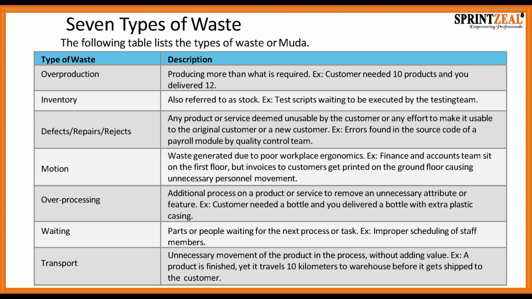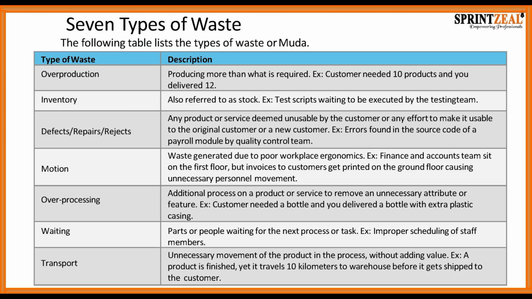Then we have motion. Motion is any waste generated due to poor workplace ergonomics. It's basically the movement of people. How many steps you walk to get from point A to point B. How many keystrokes you press on your keyboard. Then there's overprocessing. Overprocessing is just making the product or service better than what the customer requirements are. It takes extra resource, extra money, and extra time to do something that the customer never wanted to begin with.